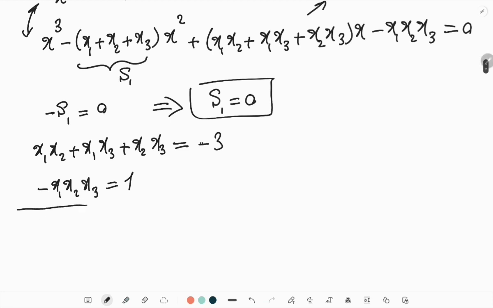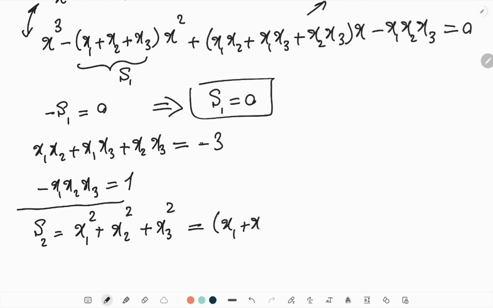So let's say, well, what is S2? According to the definition, it was x1 to the power of 2 plus x2 to the power of 2 plus x3 to the power of 2. I'm sorry, this must be 2. So basically it is the sum of power 2 of all the roots. And well, there are famous algebraic identities. For this one, we can use this famous one, which is (x1 plus x2 plus x3) to the power of 2 minus 2 times (x1 x2 plus x1 x3 plus x2 x3).